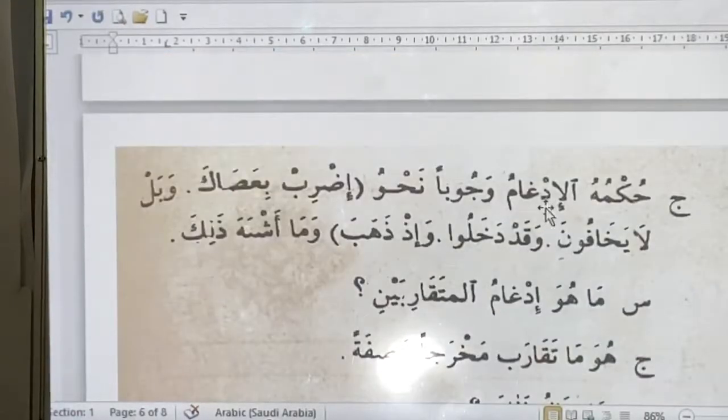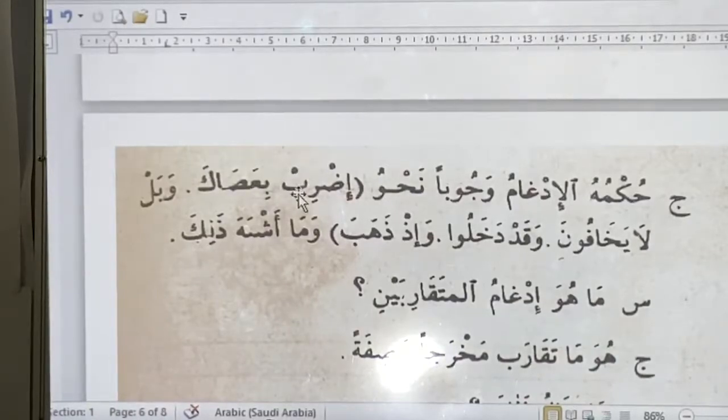Jawab: حكمه, the hukm of these two letters that look alike is that they should be read idghaman. You should read them idghaman, and idghaman is merging the two together. So idghaman is wujuban, it's a must for you to read them idghaman. And the example, ونحو ذلك, an example of that is اضرب بعصاك. We can see here we are having ba and ba. So ba and ba are identical, only that the first ba is sakin, the second ba is mutaharrika.